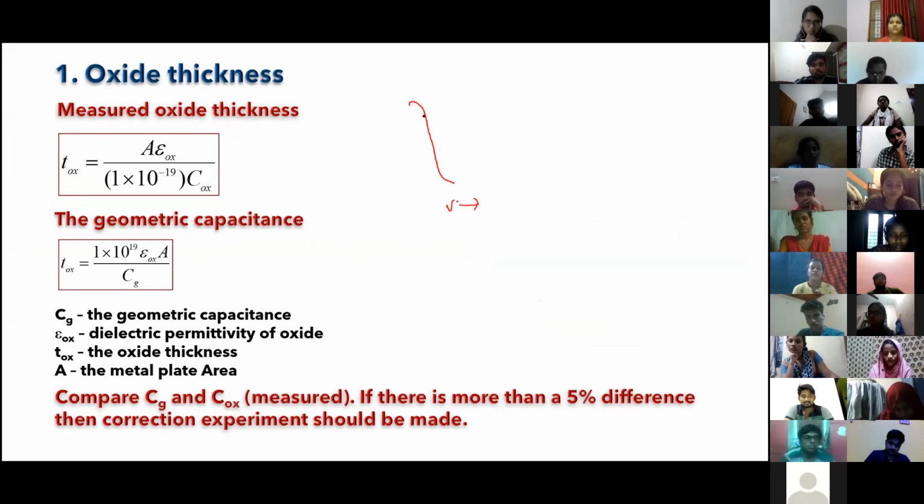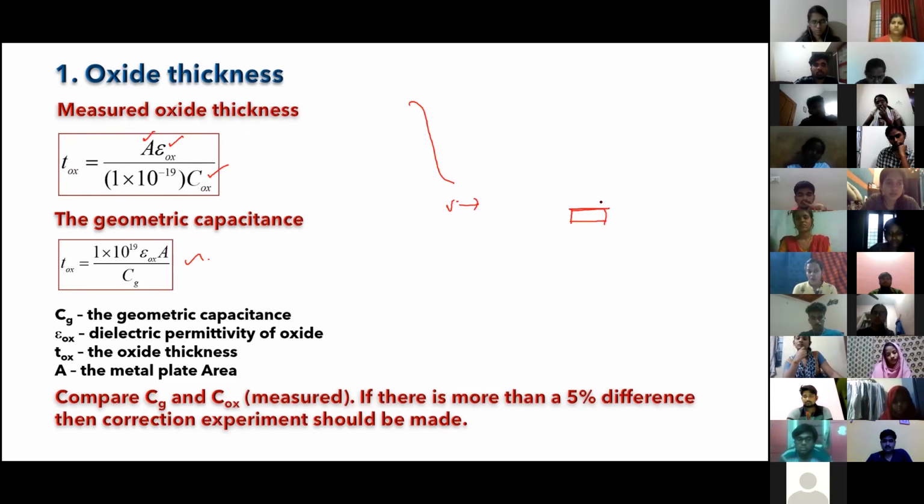You know the capacitance and voltages, and from that you calculate. So if you want to calculate the oxide thickness, you should know the area of the electrode that you are using, the dielectric constant of the material, and the capacitance of the oxide layer. You can calculate it from the accumulation capacitance. This is also compared with the geometric capacitance. Why is it compared? I told you, oxide is the layer which is here. This is your metal, and this is your semiconductor.